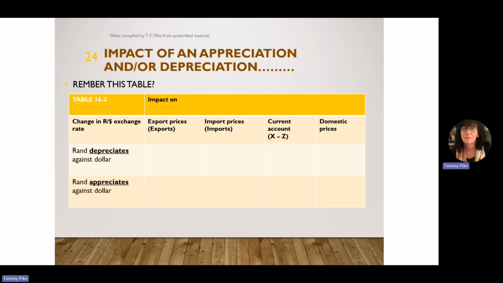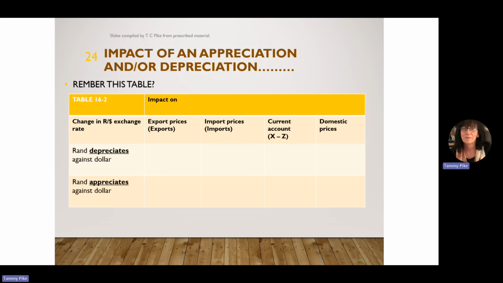Remember, X is your exports, your volume of exports. Z is your volume of imports. Very important, ladies and gents. You can't learn this table off by heart. This you've got to understand. So this is a combination of theory and application. And they can ask you bits of it.